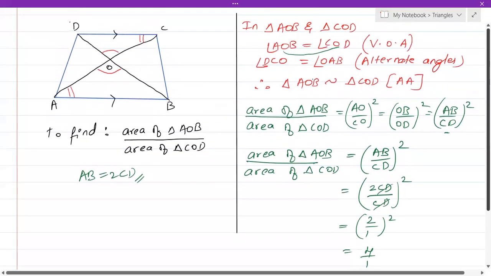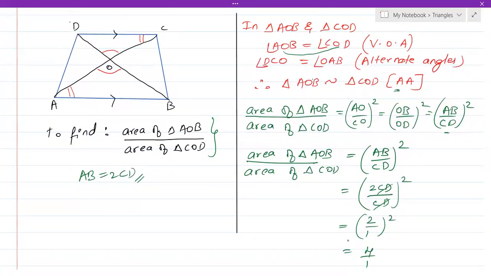So let's see it again. We have to find the ratio of these two triangles. For that, we have to prove the triangles are similar, which we have done using AA criteria. Once the triangles are similar, we'll use the result, and whichever part is required, we'll take that. AB by CD is required, so we have taken it. We have substituted the given values and we have got the answer. So let's get into the next question.